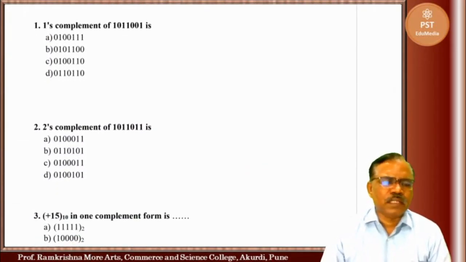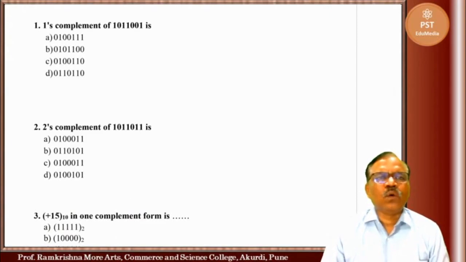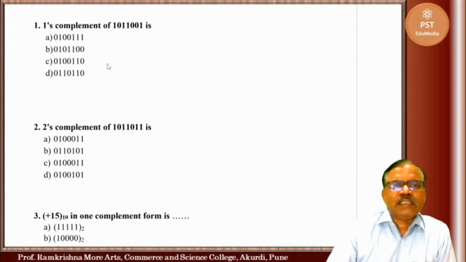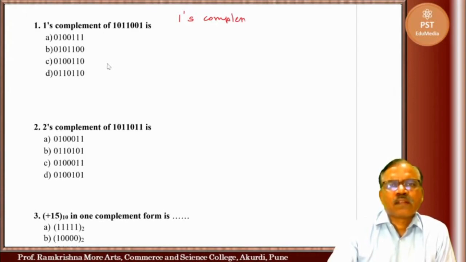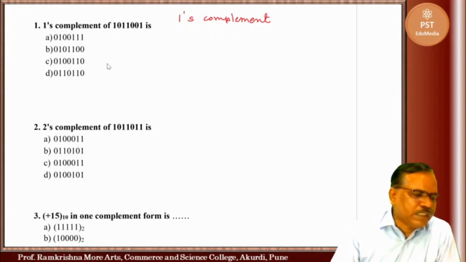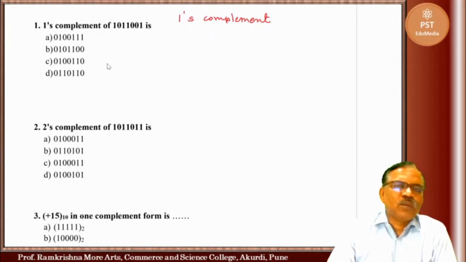1's complement of 1 0 1 1 0 0 1 is? Now 1's complement is another method which we can use to represent a binary number in signed binary number form. To get the 1's complement of a binary number, simply invert the given number. Means here, suppose we take these bits, apply NOT gate.